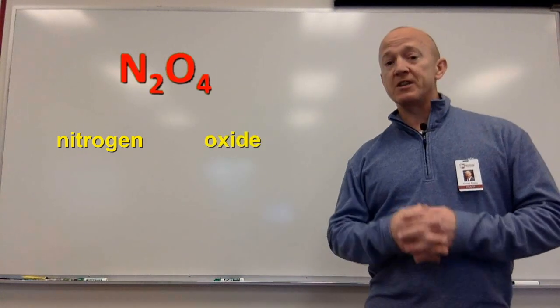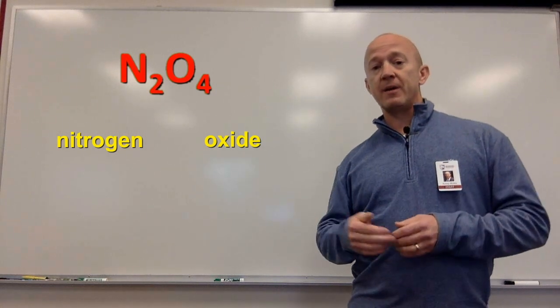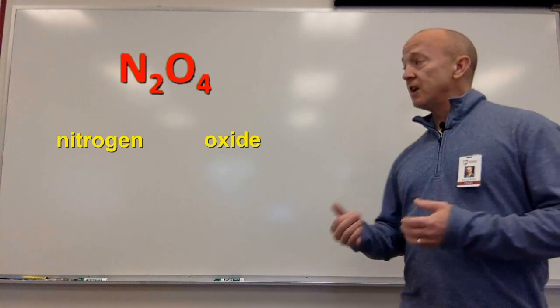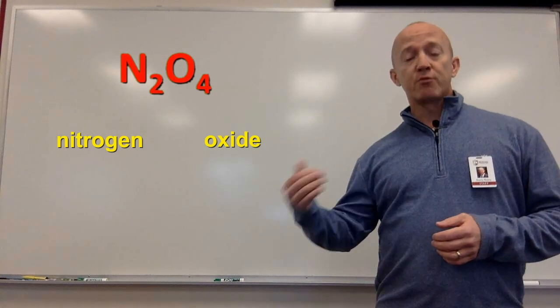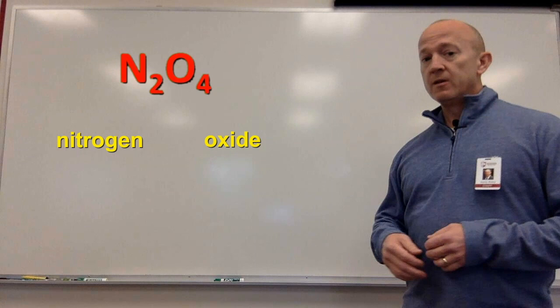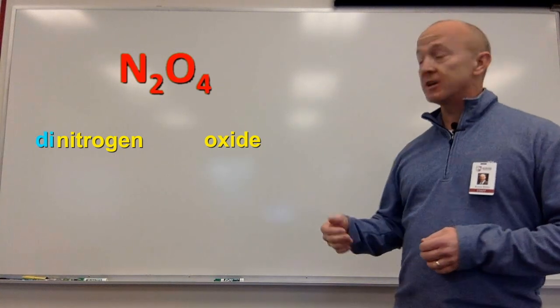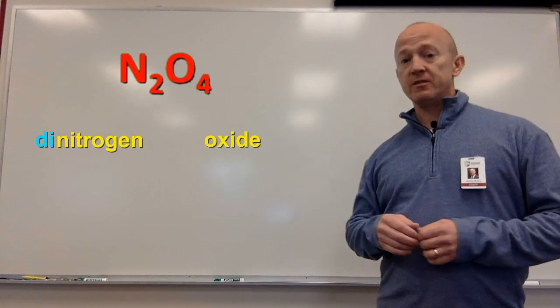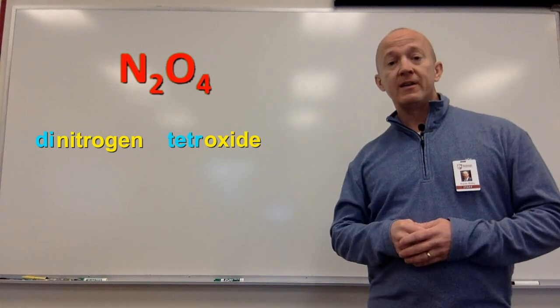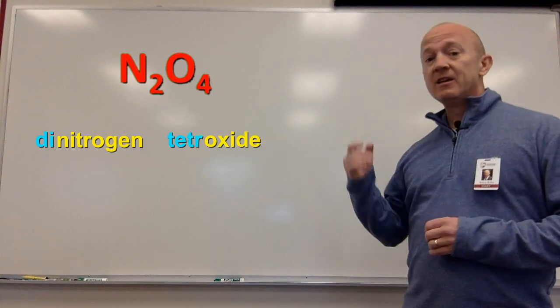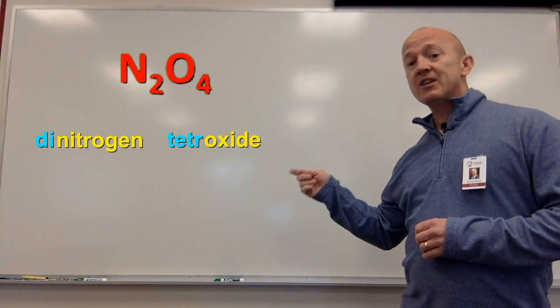Where we have a difference in molecular compounds and ionic compounds is the use of prefixes. So we indicate the number of each element with a prefix. For example, the prefix for the number 2 is di. So we would say dinitrogen. The prefix for the number 4 is tetra. So in other words, we name this dinitrogen tetroxide.